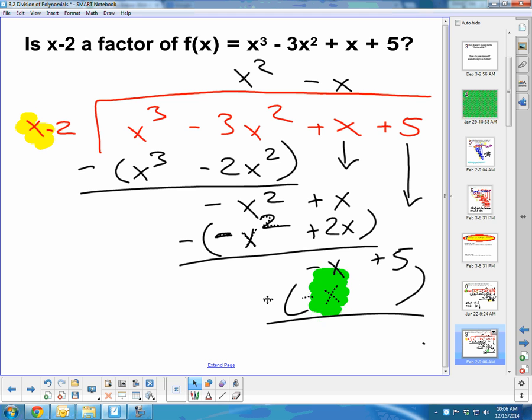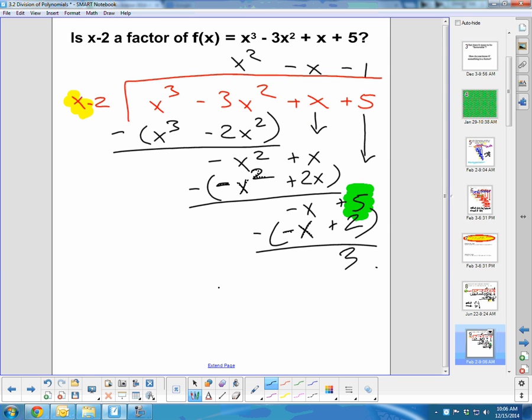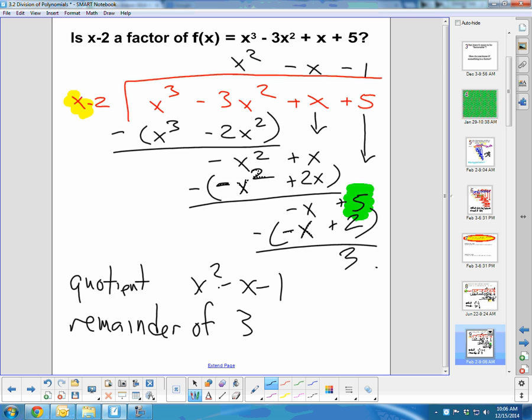Question is, how do I get this to be a negative x? I get that by having a negative 1 up in my quotient line. Negative 1 times x is now negative x. And negative 1 times negative 2 is positive 2. This subtraction is 0. And then 5 minus 2 is going to be 3. Just finish this off. When I have this, I have a quotient of x squared minus x minus 1 and a remainder of 3.